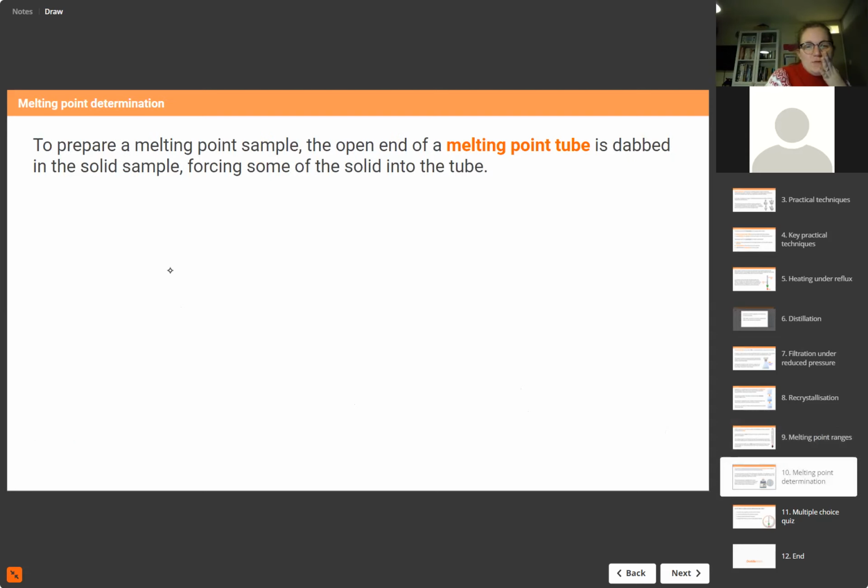The melting point determination. So to prepare a melting point sample, so this is that given sample I was just saying, we're going to compare it to this. What we do is the open end of the melting point tube is dabbed in our solid sample, and it forces some of the solid into the tube.